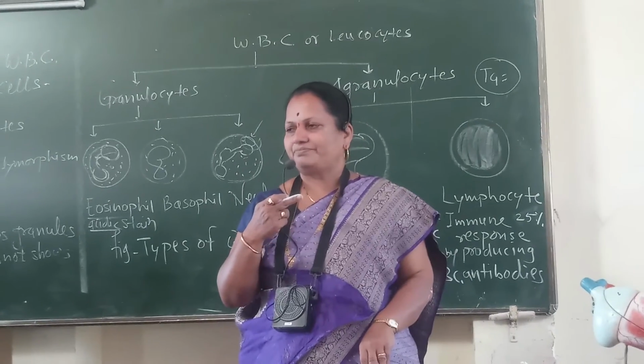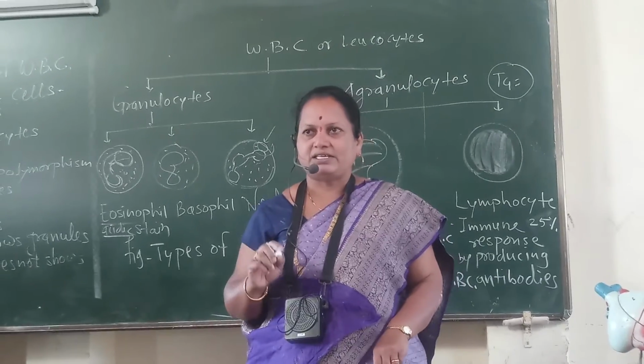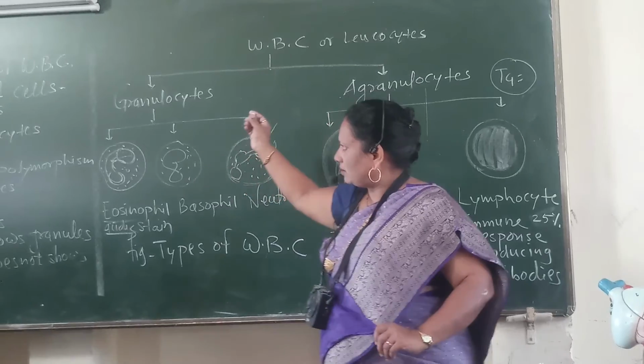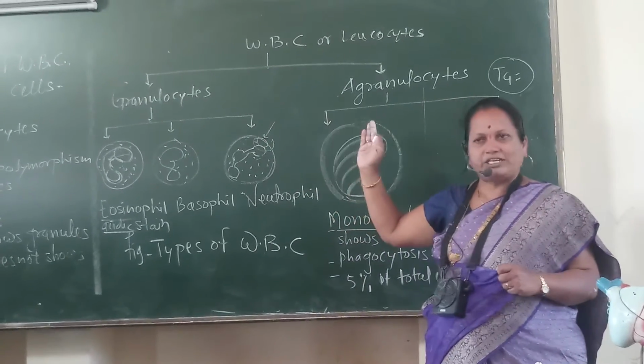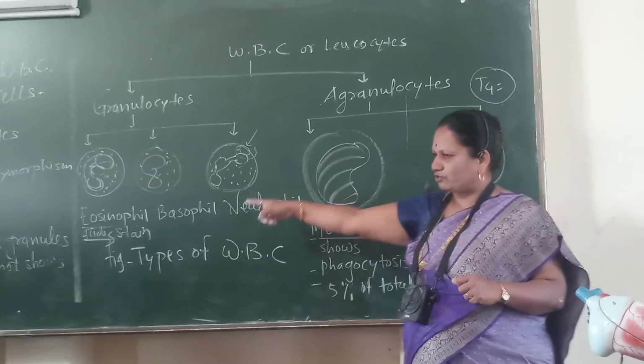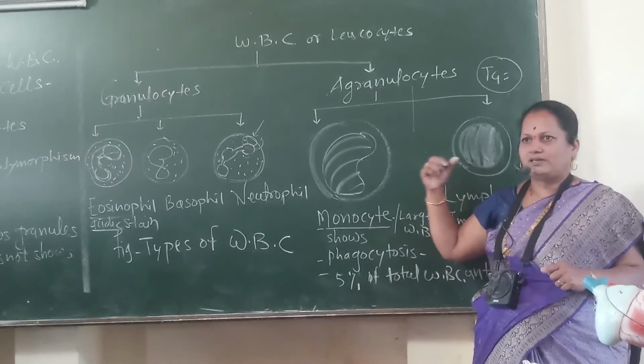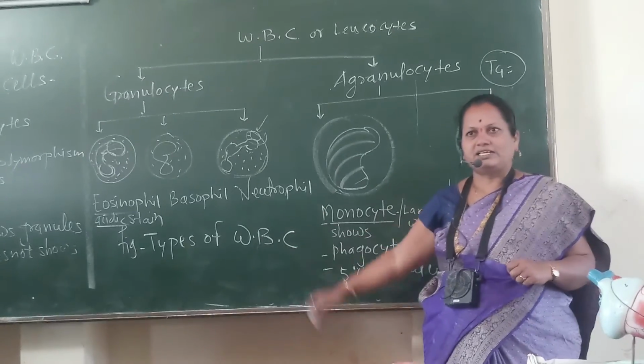Lymphocyte, always remember, is asked for NEET and CET. This is all about the WBC or white blood cells, granulocytes and agranulocytes, eosinophil, basophil, neutrophil, monocyte, lymphocyte. Function, percentage. Is it clear to you? Very simple.